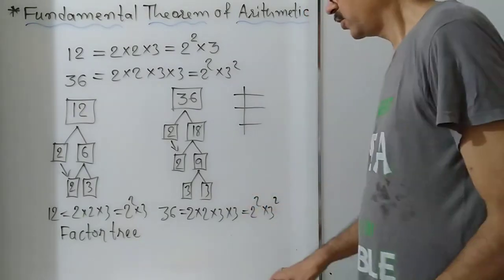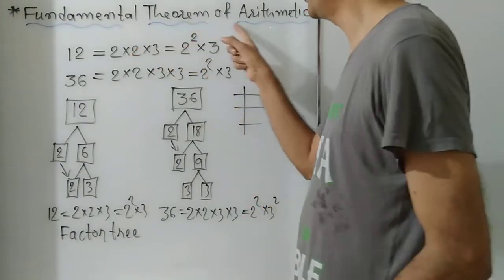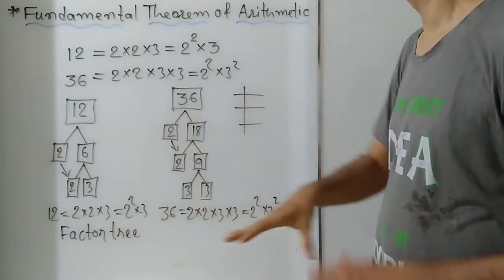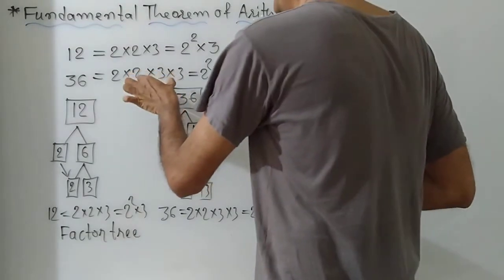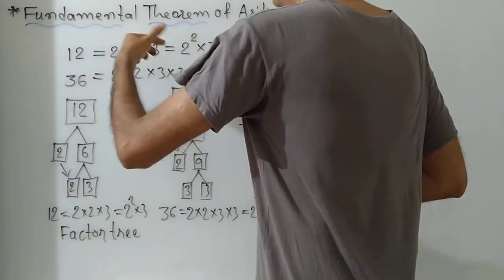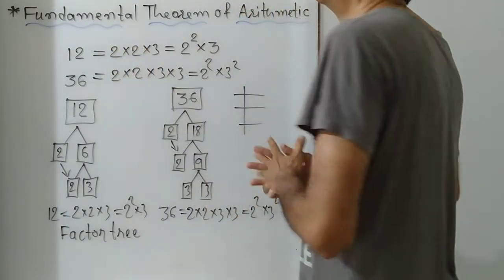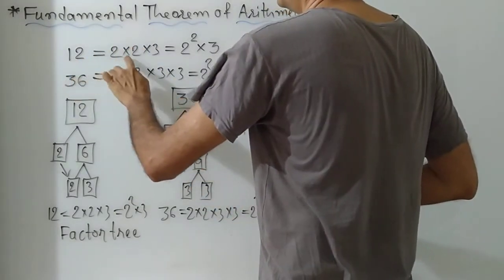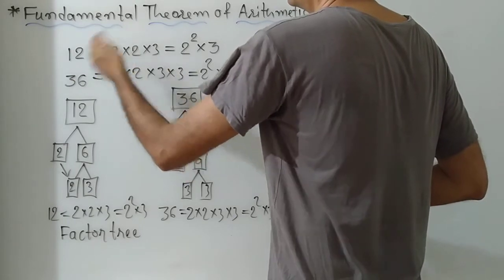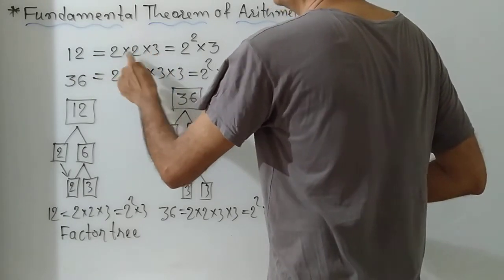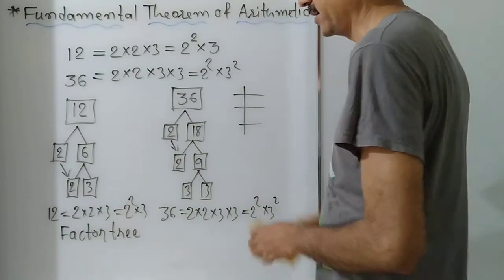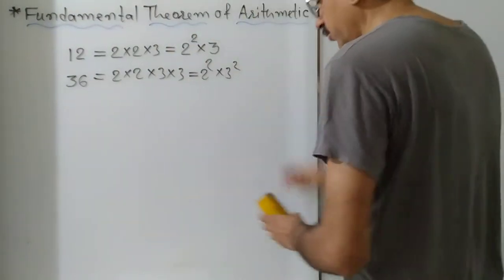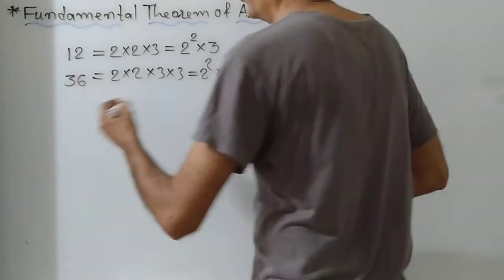Yes. What is the fundamental theorem of arithmetic? Every composite number can be factorized into its prime factors. The order of occurrence of the prime factors does not matter. Some students write the prime factors of 12 as 2 into 2 into 3. Some students write 3 into 2 into 2. It does not matter. Understood? That is why the statement uses the words occurrence in any order.